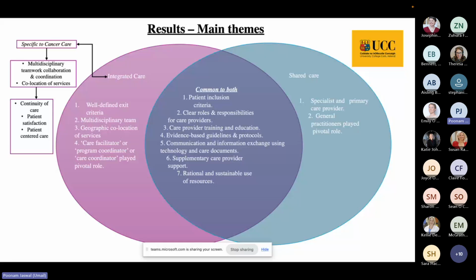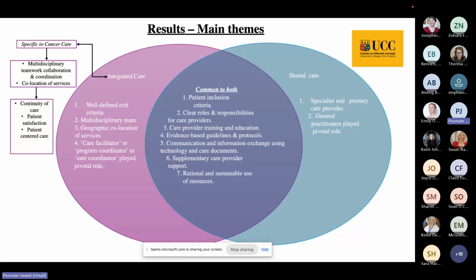And both concepts, when they're applied as service models, the common domains that are relevant to both of them include the patient inclusion criteria, clear roles and responsibilities for care providers, having training and education prior to the implementation of these concepts as models, evidence-based guidelines and protocols being used to structure and inform the implementation of these models, communication and information exchange between care providers as well as patients occurring through the use of appropriate technology and relevant care documents, and there being a supplementary care support system in place for care providers to support clinical queries as well as concerns and patient reassessments in the form of rapid patient clinics.